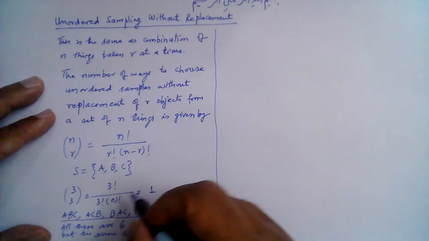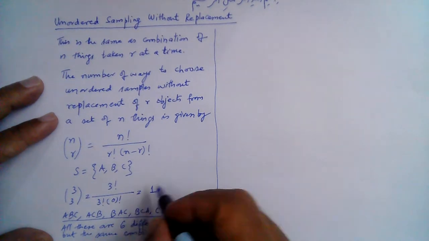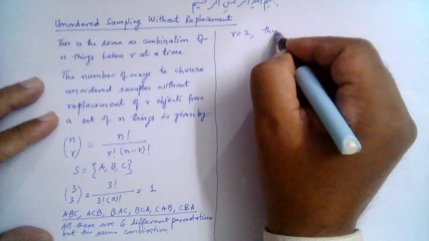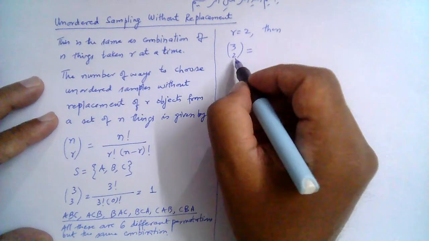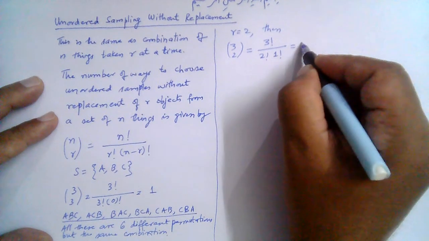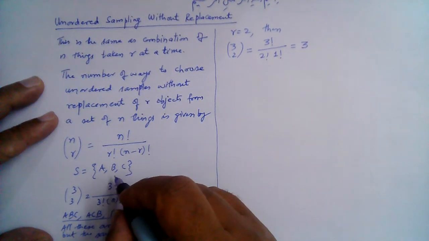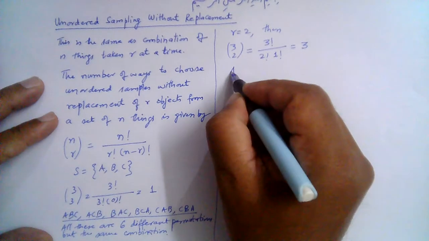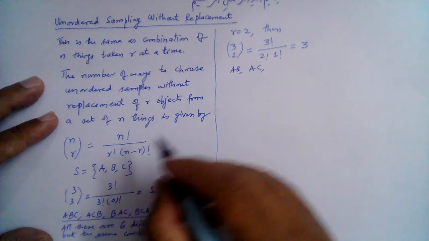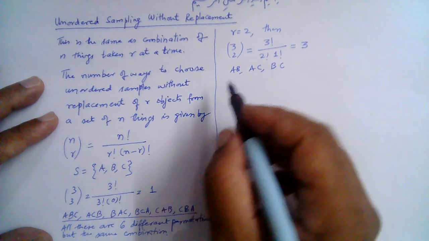To further explain, if we take r equal to 2, for example, if we choose 2 objects from this sample space of 3 things, then that is the combination of 3 things taken 2 at a time. So this is 3 factorial divided by 2 factorial times 3 minus 2 factorial, which is 1 factorial, and that is basically equal to 3, right? So there are 3 ways in which 2 objects can be chosen from this sample space of 3 things. For example, we can have A, B, we can have A, C, or we can choose B, C. These are the three possible combinations that can be made from these three things.